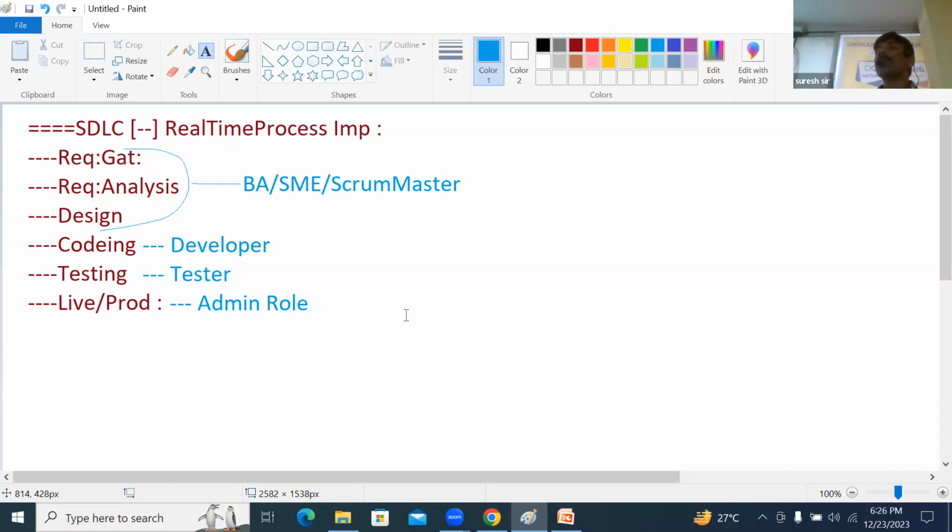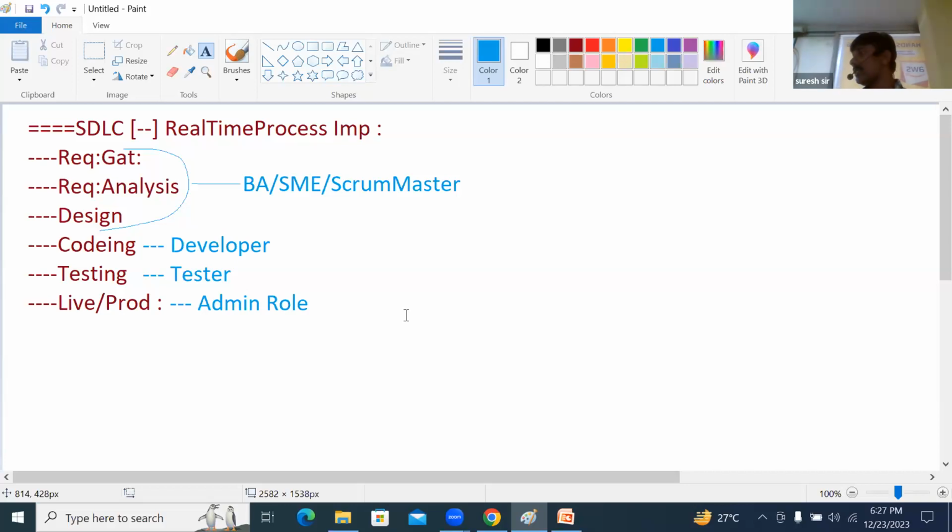Write the next question. Explain real-time project development process.